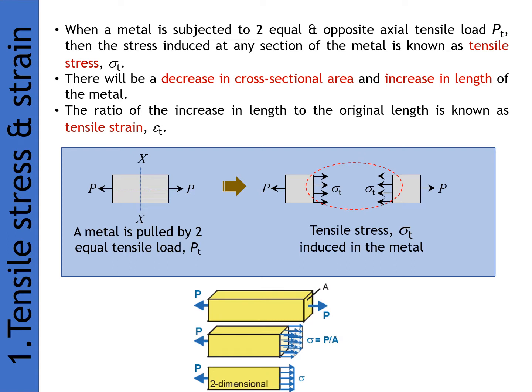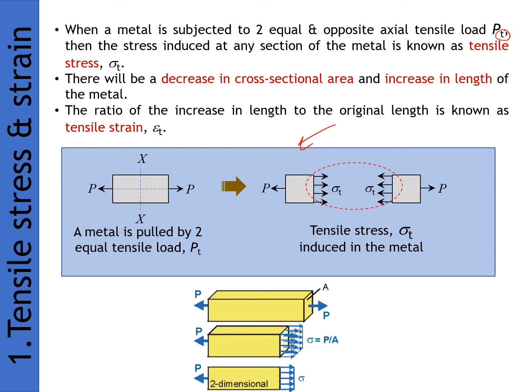So when the metal is subjected to two equal and opposite axial tensile loads denoted by P, T is actually tension, as you can see from this figure. Then the stress induced at any section of the metal is known as the tensile stress. So there will be a decrease in the cross-sectional area and an increase in the length of the metal.